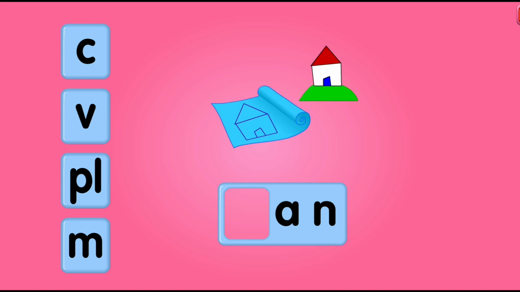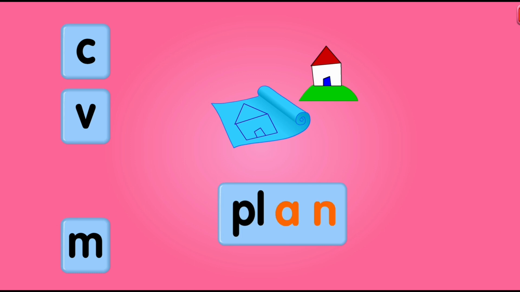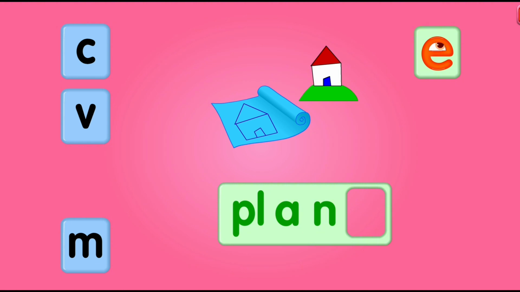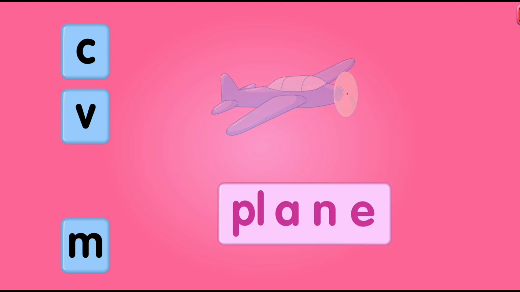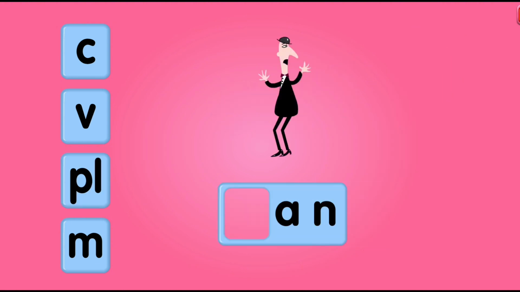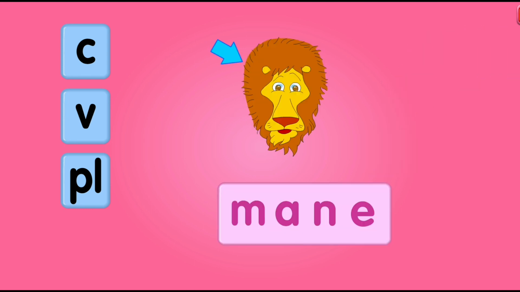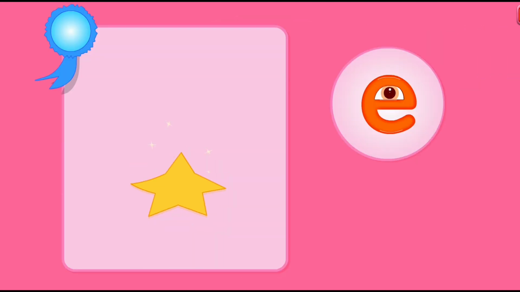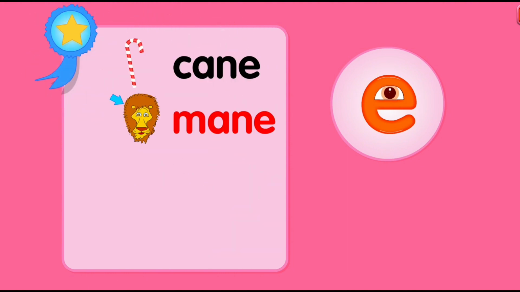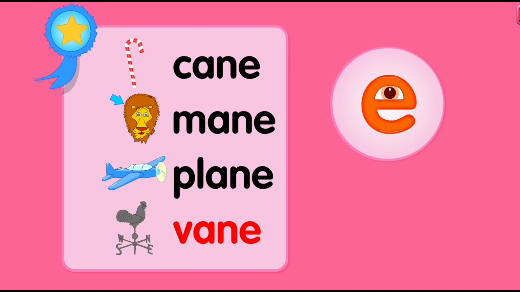Plan. An. Plan. Add the silent E. Plane. Man. An. Man. Add the silent E. Mane. Fabulous! You know, cane, mane, plane, vane.